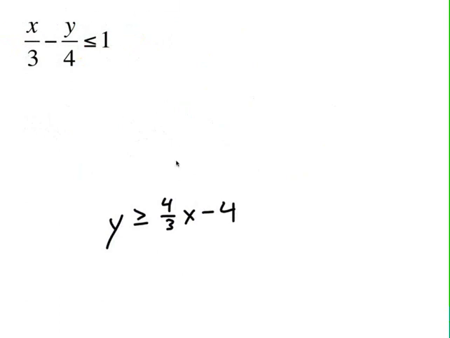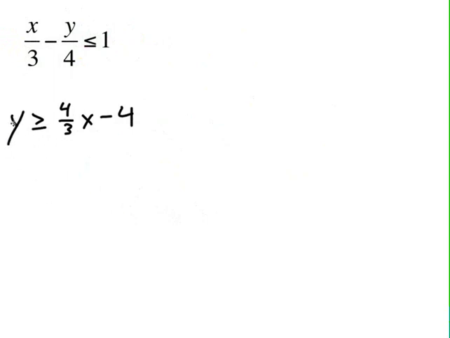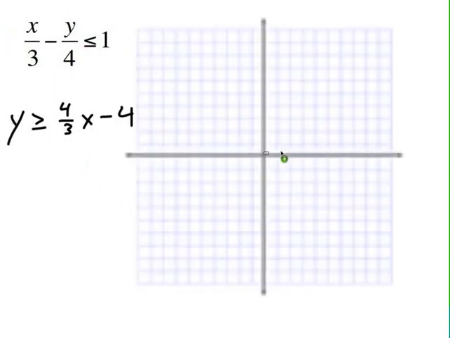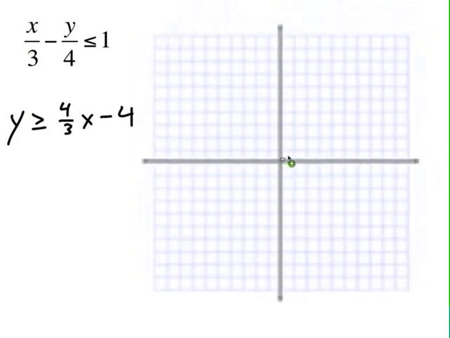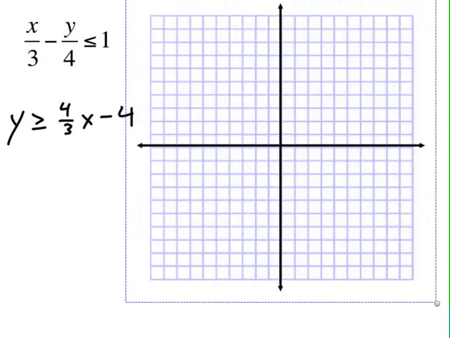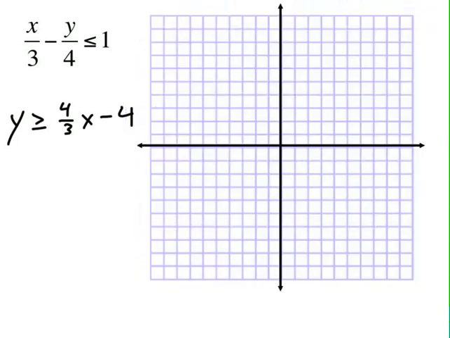So, bring this guy up. Grab my graph. And let's graph it. So we have a y-intercept of negative 4: 1, 2, 3, 4. And we're going to go up 4, 1, 2, 3, 4, and over 3. And then we can just graph a line from there. So I'm going to graph this line.